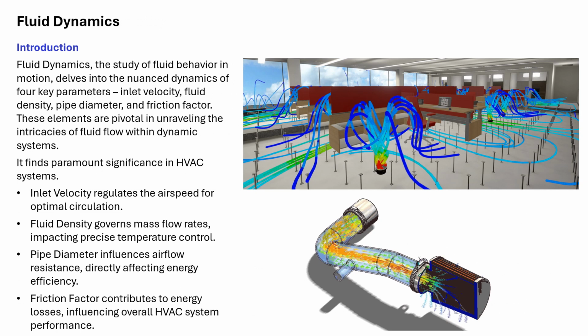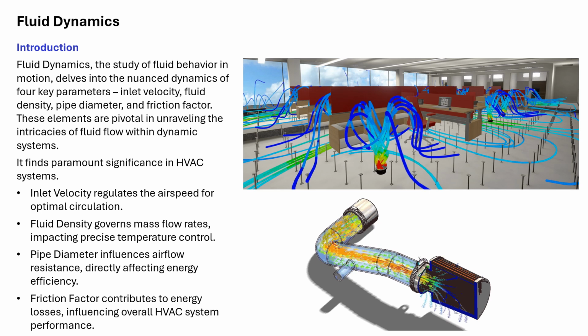Now we will discuss the role of PCA in fluid dynamics. Fluid dynamics, the study of fluid behavior in motion, delves into the nuanced dynamics of 4 key parameters: inlet velocity, fluid density, pipe diameter, and friction factor. These elements are pivotal in unraveling the intricacies of fluid flow within dynamic systems. It finds paramount significance in HVAC systems.